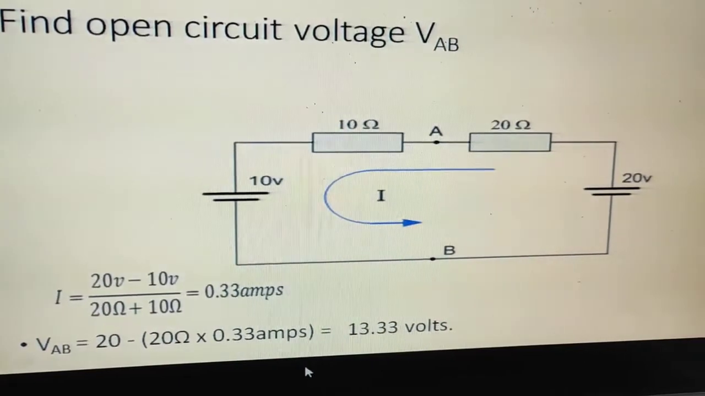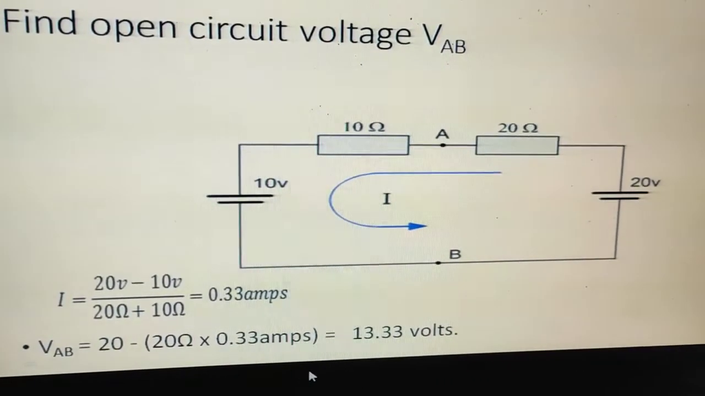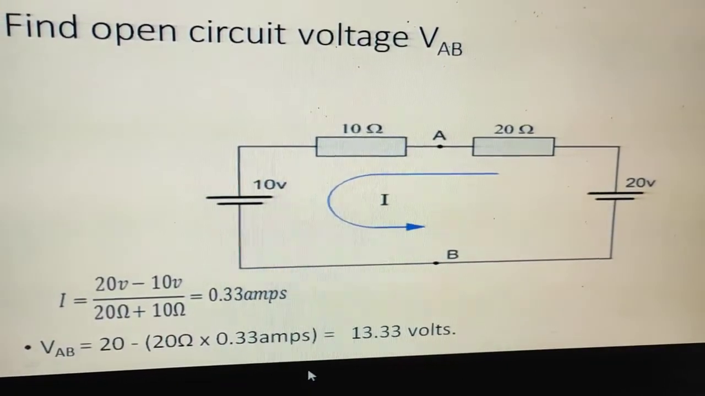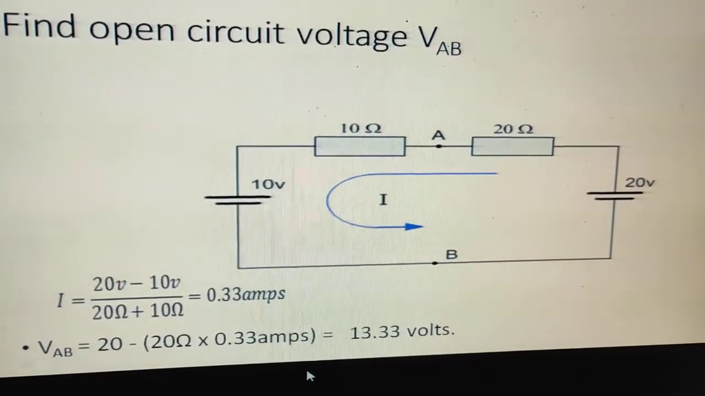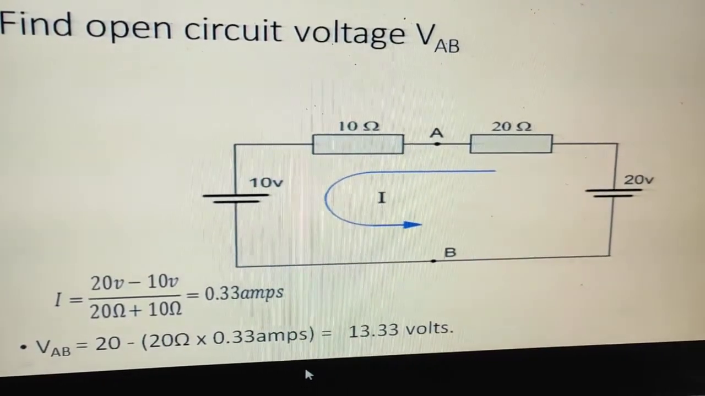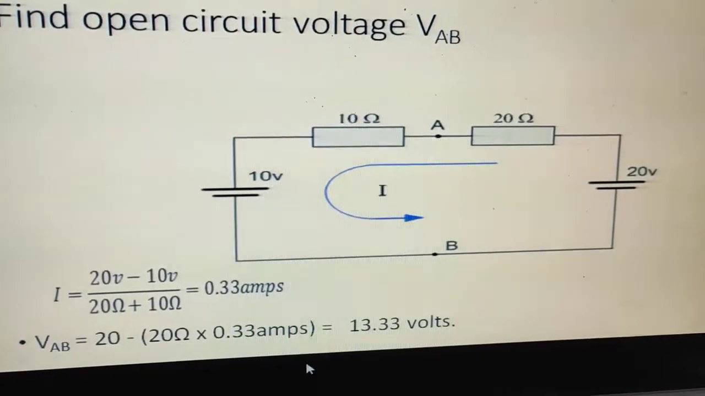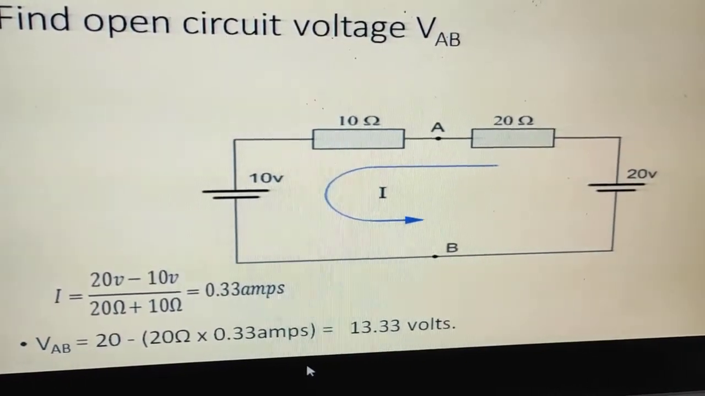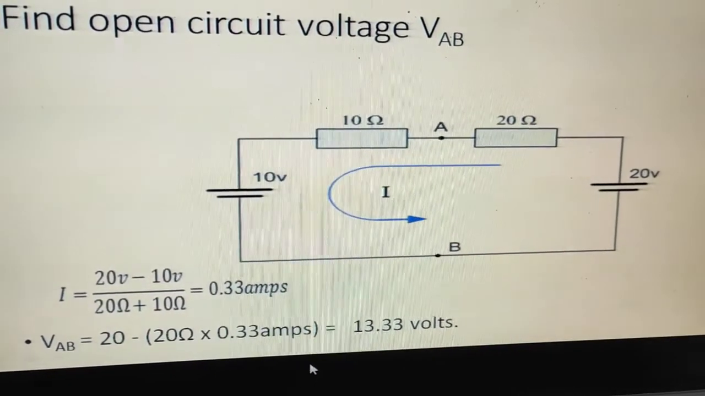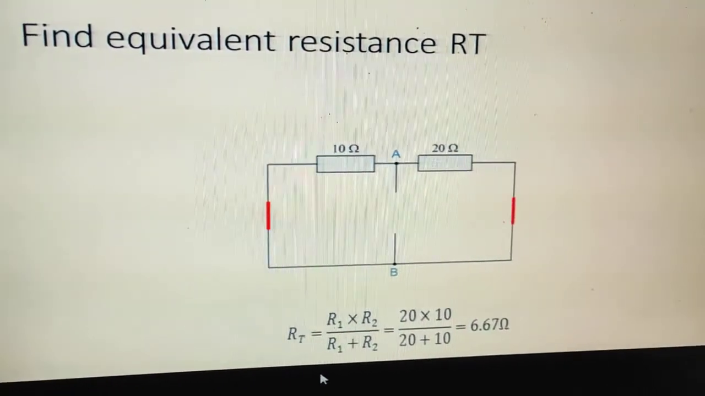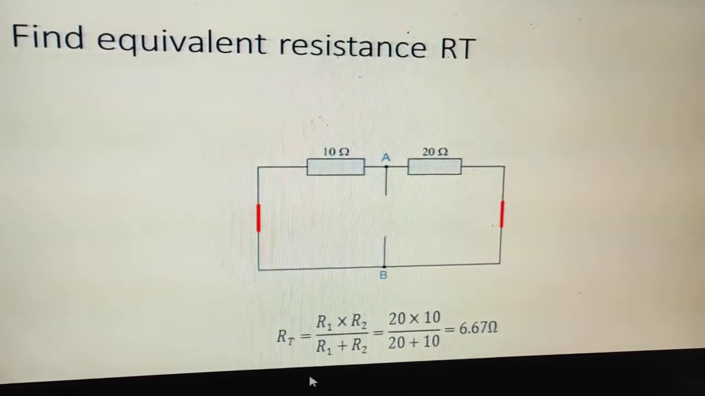So VAB is nothing but the 20 volt voltage minus the voltage drop across this 20 ohm resistor. So VAB is equal to 20 minus the voltage drop across the 20 ohm resistor. So total VAB is equal to 13.33 volts. Next step is to find out the equivalent resistance RT.